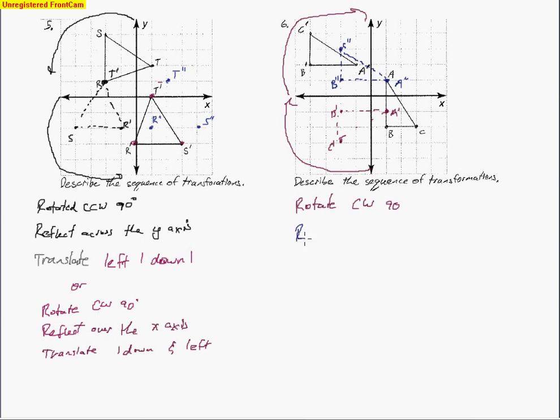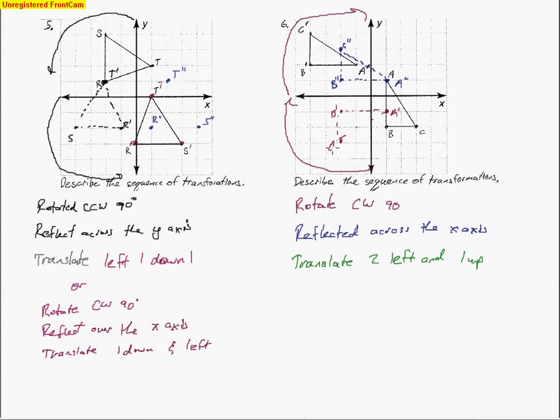So let's write down what we did. We reflected across the x-axis. So now what I want to do is move this so C is lined up. So it looks like I need to translate 2 left and 1 up, and that will get me there. So you see 2 left and 1 up. 2 left, 1 up will get me right to where I need to be.